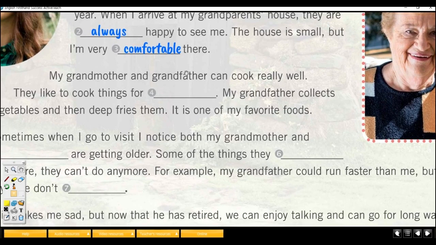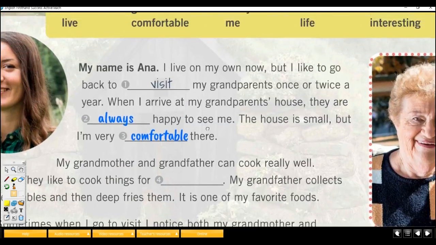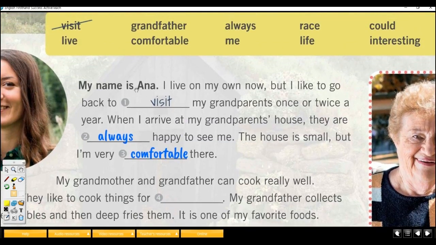할머니, 할아버지 요리 잘할 수 있어요. They can cook really well. They like to cook things for... 누구한테? Who do they like to cook for? The answer is grandfather or me?